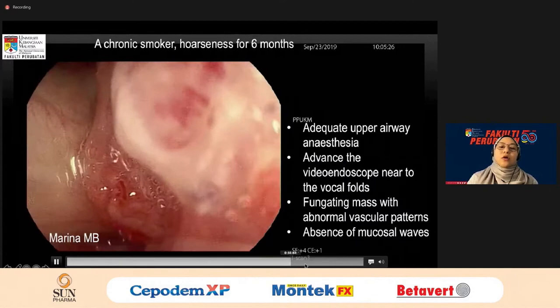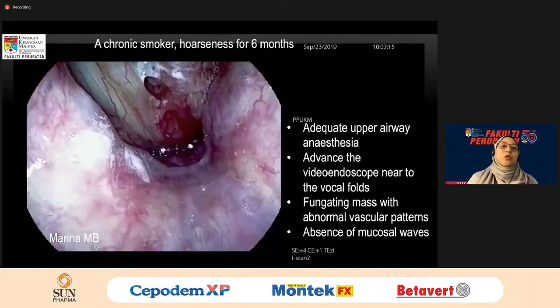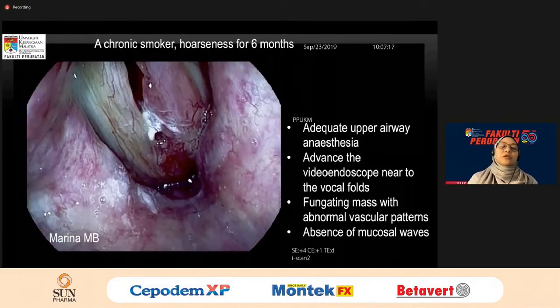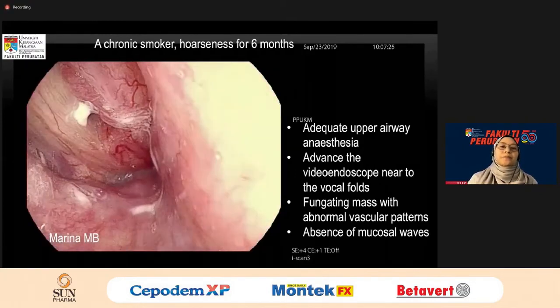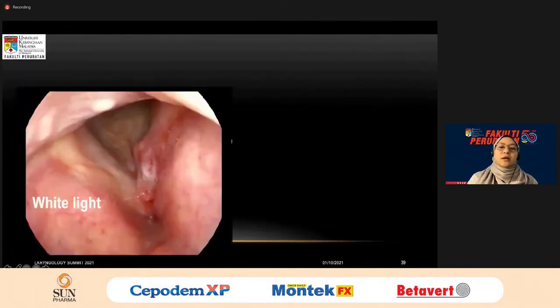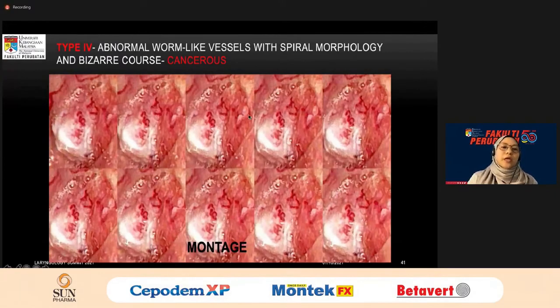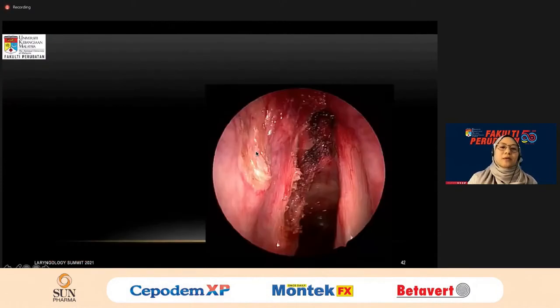And when we turn on stroboscopic light together with eye scan, we can appreciate that along the whole length of the vocal fold there is reduced or no vibration at all. This is a side-by-side picture on white light, and this is on eye scan. How does this technology enhance the vessels? And this is on montage. We can zoom in on the vessel pattern. So this is type 4 vessel, and hence this patient was offered diagnostic and therapeutic surgery.